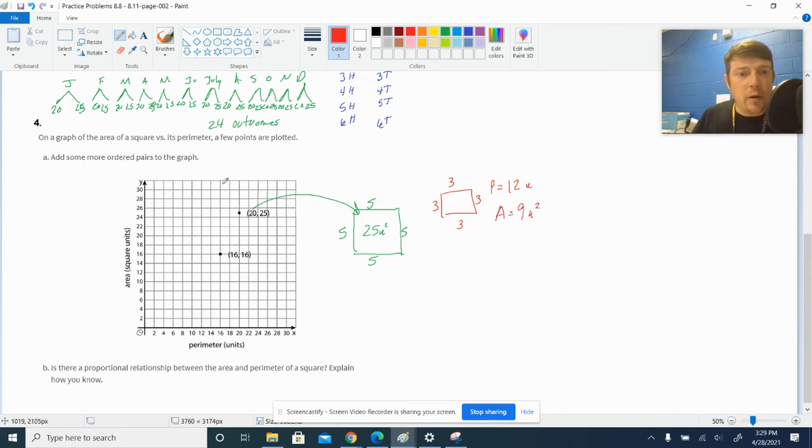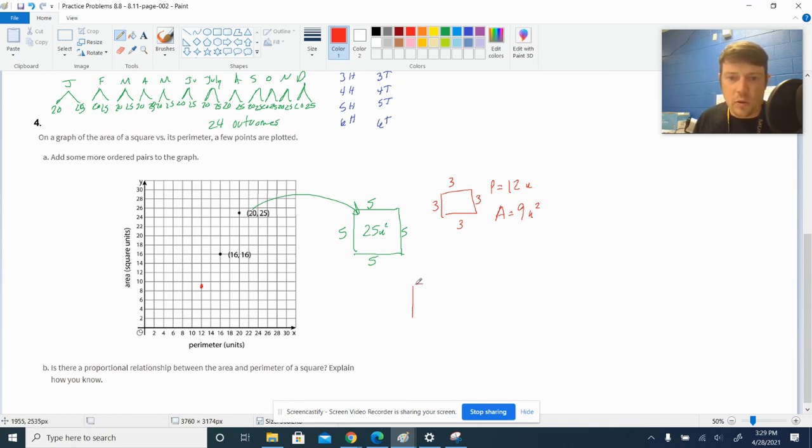So the ordered pair over here, since the x is the perimeter, that would be 12, and the y is the area, 9, would fall right here. So that dot would be there. We have added 1. We need 1 more. I don't know, let's go smaller. It looks like we've got more space down here.